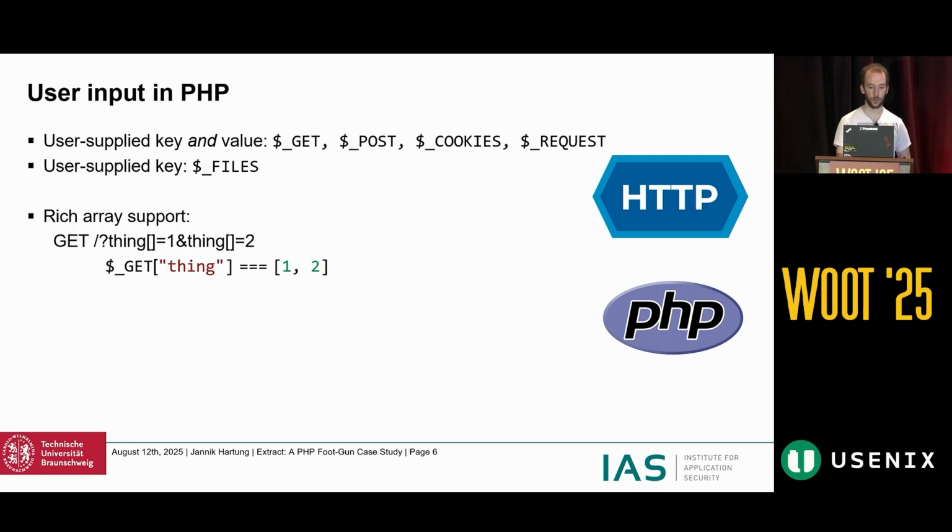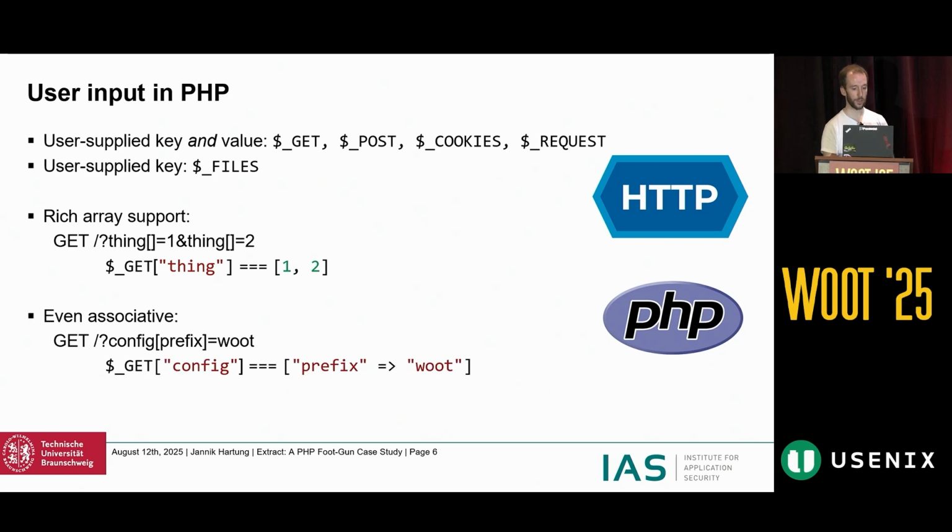PHP has a rich support for parsing complex forms, so you can actually create arrays using this syntax where you append the query parameters using these brackets, and then it would create an array with 1 and 2 as the values. And you can go a step further and create maps or associative arrays where you specify the key and then the value in the array, and then you would get an actual array with the prefix, the key of prefix and the value of WOOT.